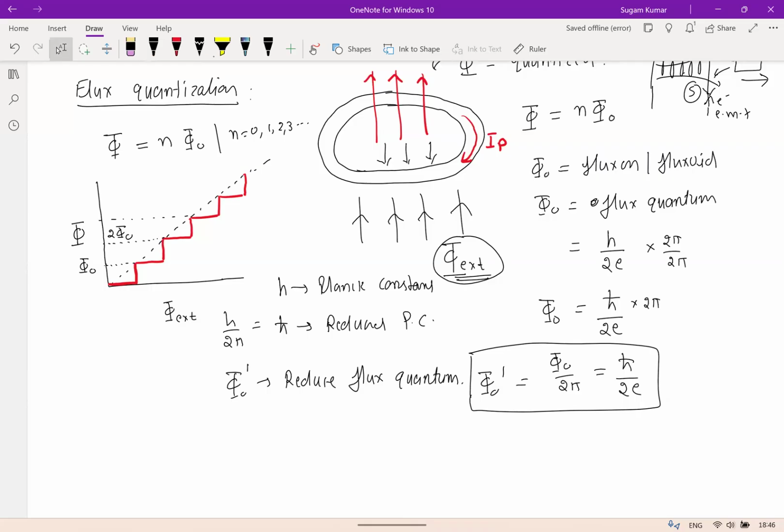Sir, this IP, meaning persistent current, how does it change with phi external? Is it also stepwise? It will keep increasing, because if the flux is increasing, then in order to increase the, yes, in that sense it is linear, because this is, let us say, phi SC, okay? So phi SC is produced because of the IP. So this phi SC is going to cancel the phi external. So this IP will increase linearly, increase in such a way that the phi SC becomes equal to the phi external. Then only the flux will be cancelled.